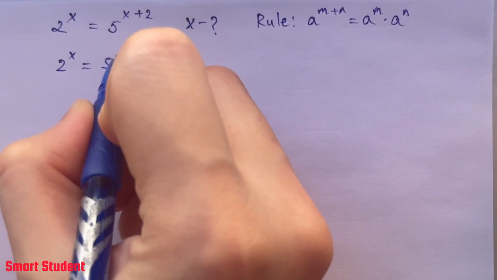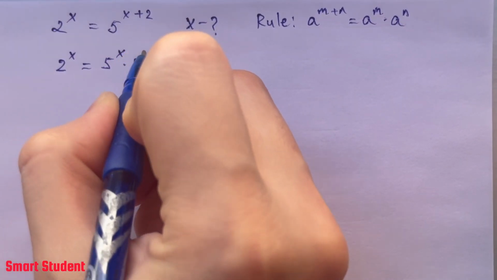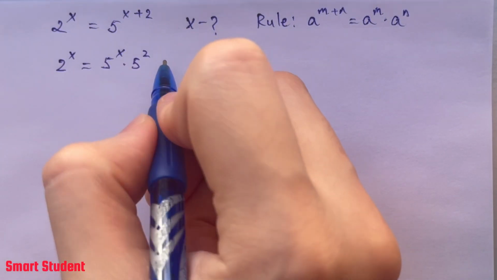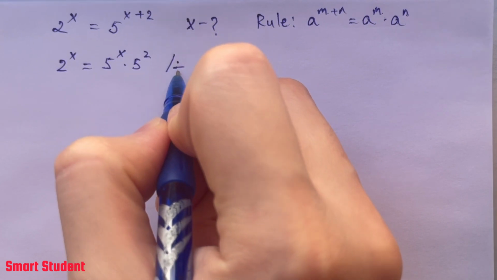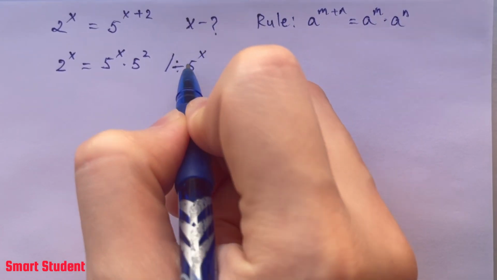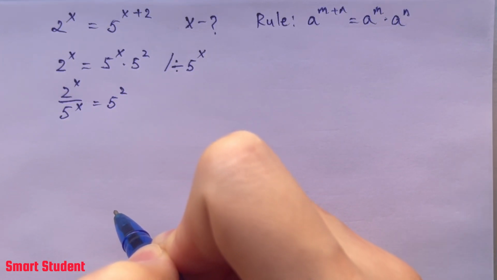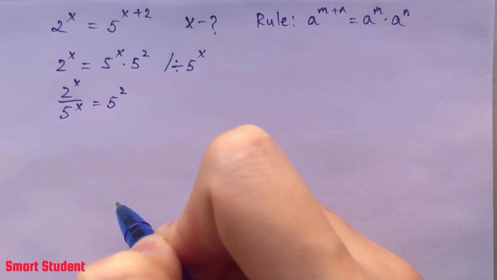Then 5 to the power of x plus 2 is 5 to the power of x times 5 to the power of 2. The next step is to divide everything by 5 to the power of x. So it is 2 to the power of x over 5 to the power of x is equal to 5 to the power of 2.